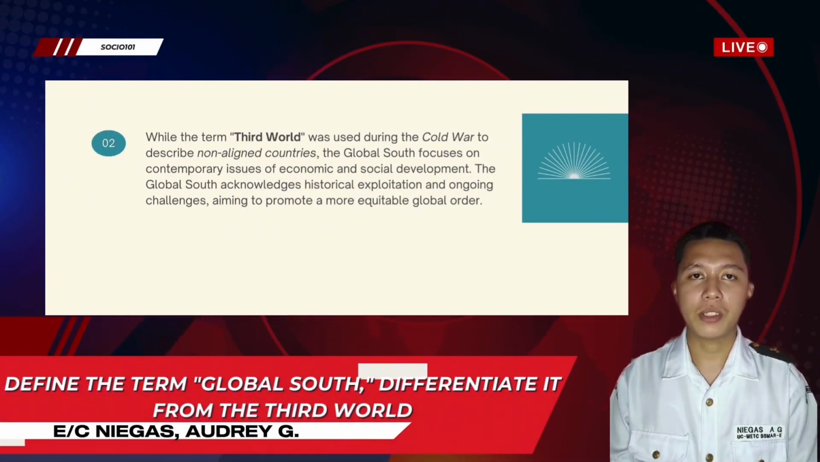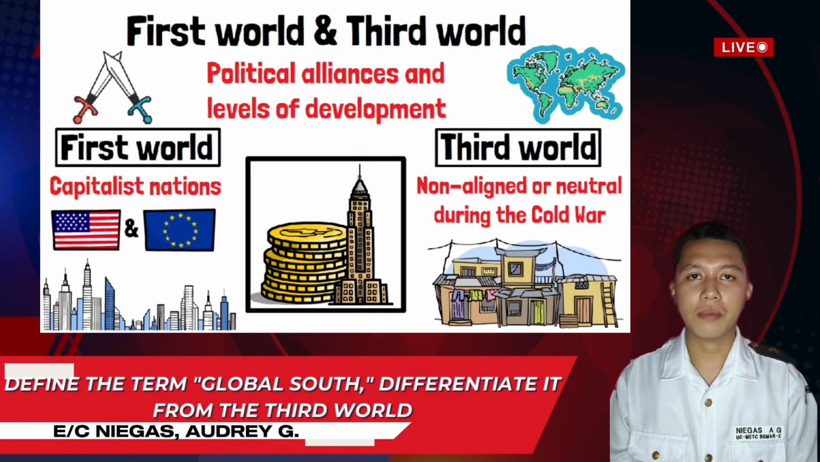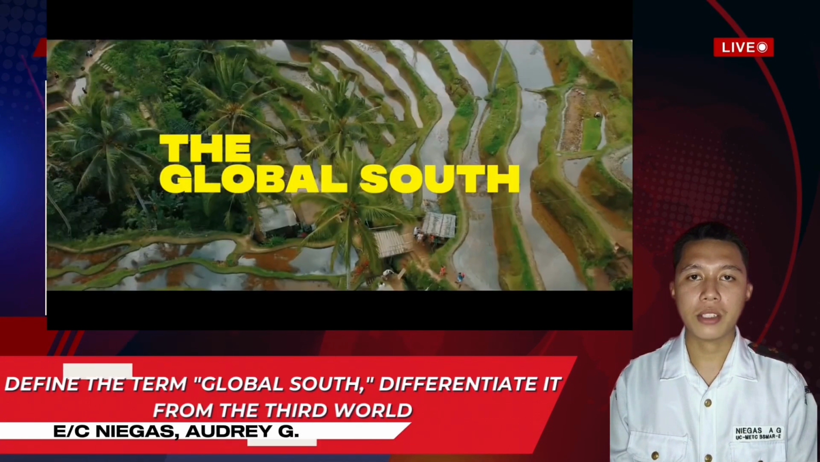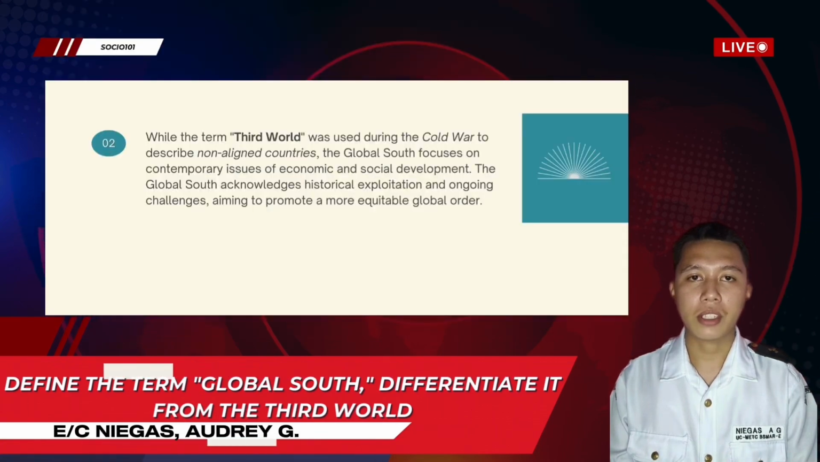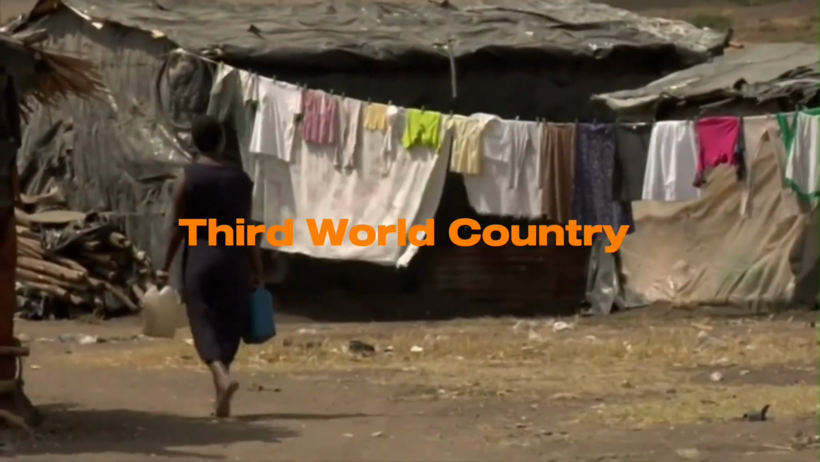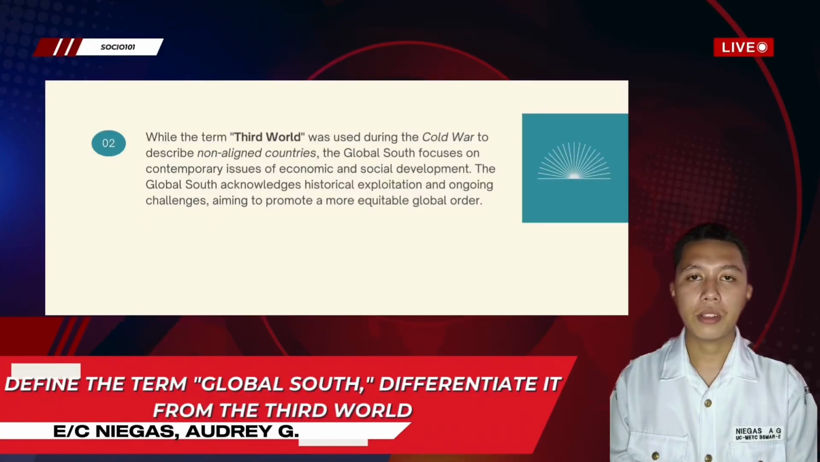While the term Third World was used during the Cold War to describe non-aligned countries, the Global South focuses on contemporary issues of economic and social development. The Global South acknowledges historical exploitation and ongoing challenges, aiming to promote a more equitable global order. For example, India, once classified as a third world country, is now part of the Global South. This shift in terminology reflects India's economic growth and its ongoing development challenges.